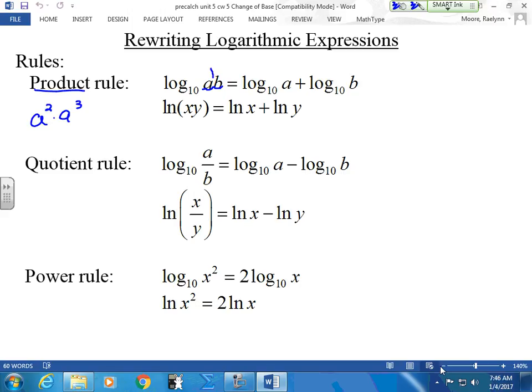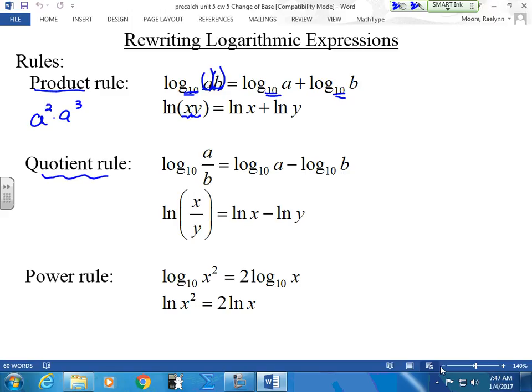So you're just going to separate these two pieces. We're going to keep the same base all the way through. And we're just going to separate it. It works the same in base e with a natural log. This is where my product is. I'm just going to separate it into an add. When you're thinking these, think exponents. So when you multiplied like bases, you added them. So when you multiply logs, you add them.